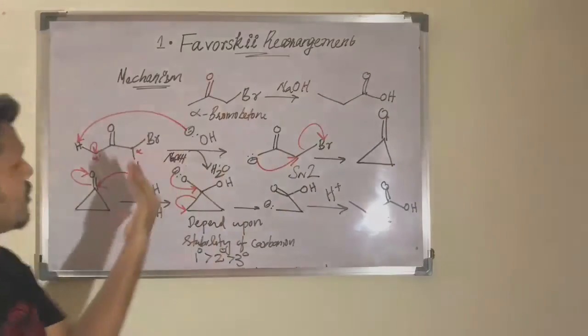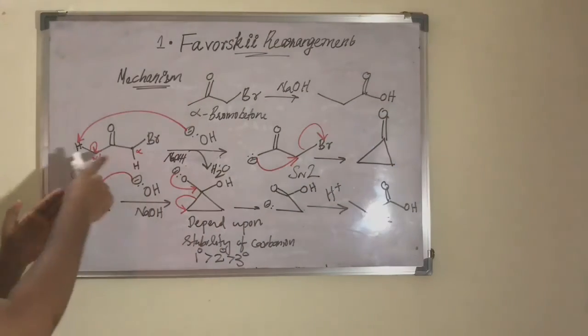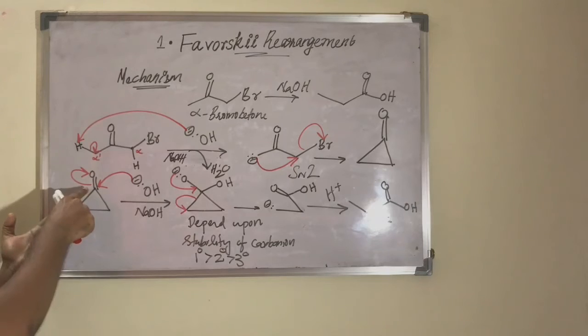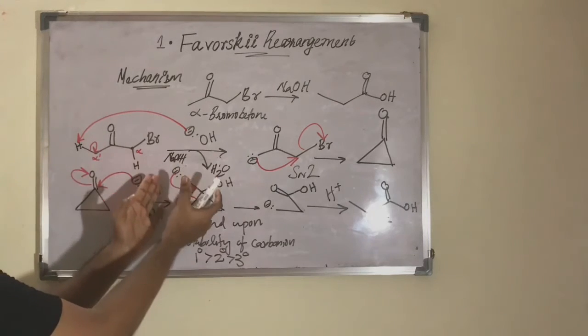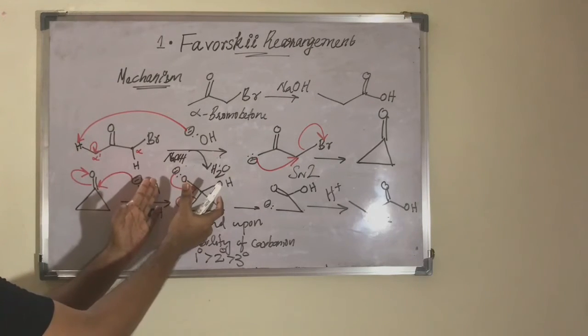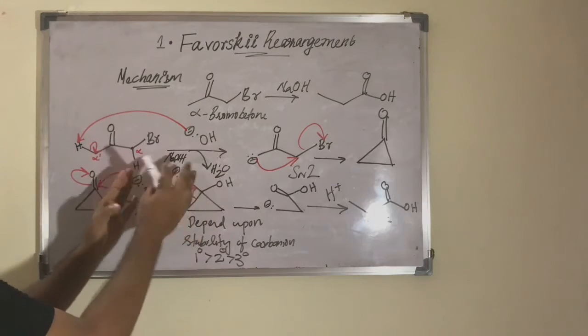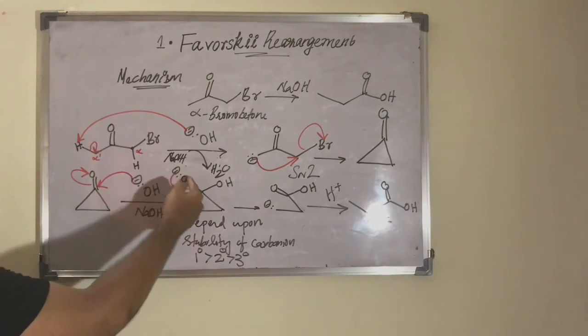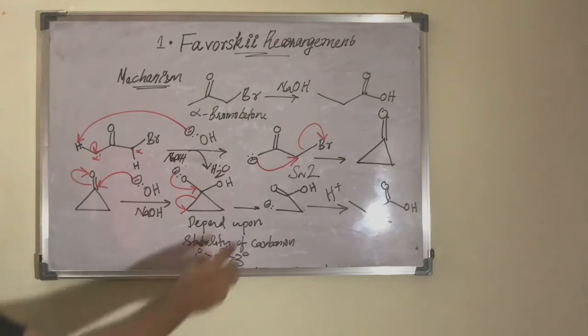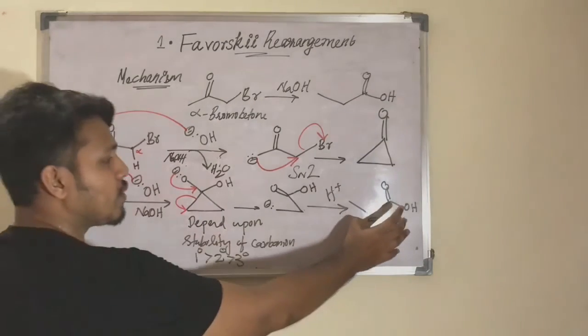Now again your reagent comes into the picture. It will undergo nucleophilic addition reaction. Now this is a highly unstable tetrahedral intermediate, and moreover this is a highly strained 3-membered ring, so it needs to break. So it will undergo this kind of cleavage. You will end up with the carbanion and finally your product.